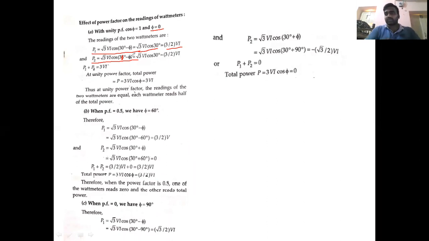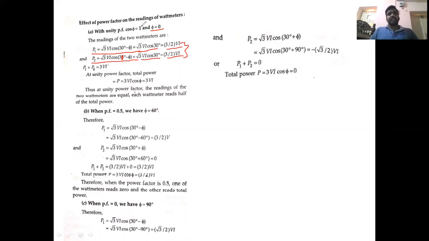So solve along with me in your running notes. It will be simple, otherwise things will be so complex that you won't understand by the end of the discussion. If we substitute the value of phi is equal to 0, same root 3 into VI cos 30, that is equal to 3 by 2 VI. If we sum both of these terms, P1 plus P2 is equal to root 3 VI.